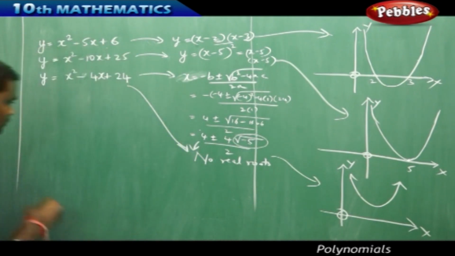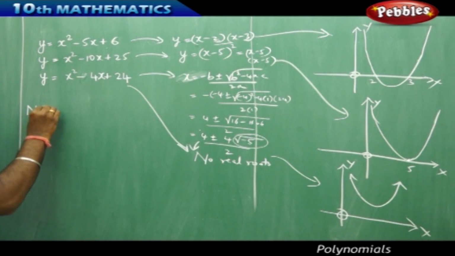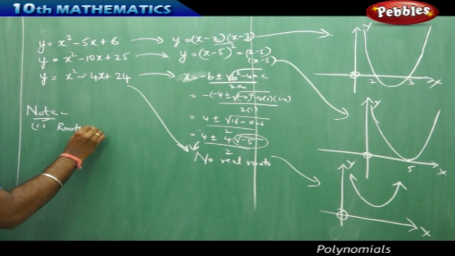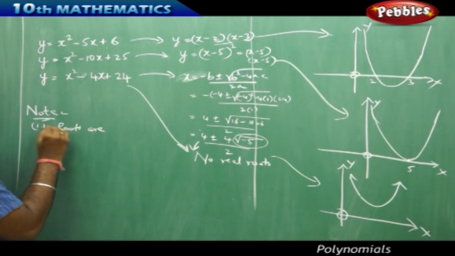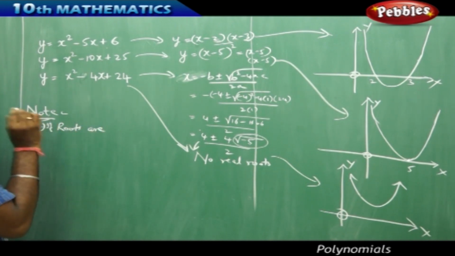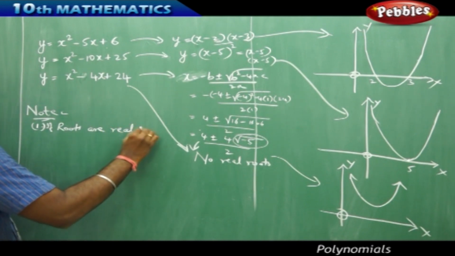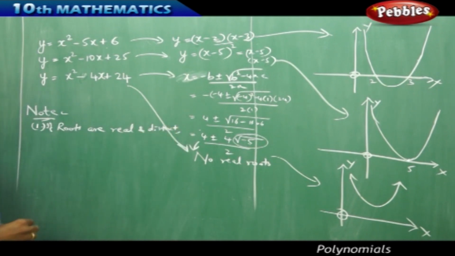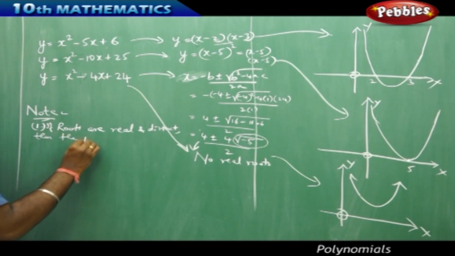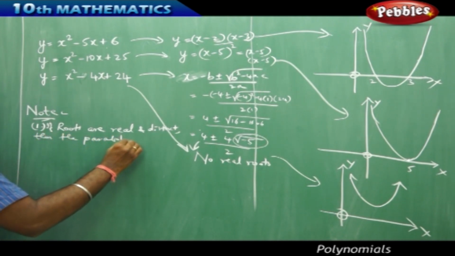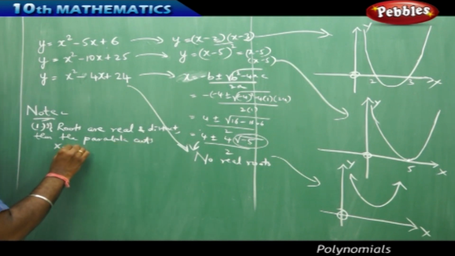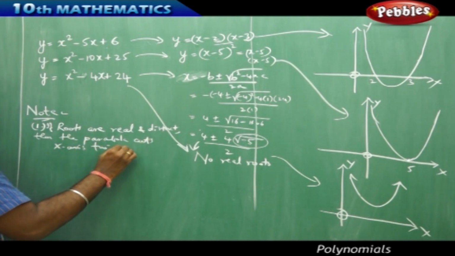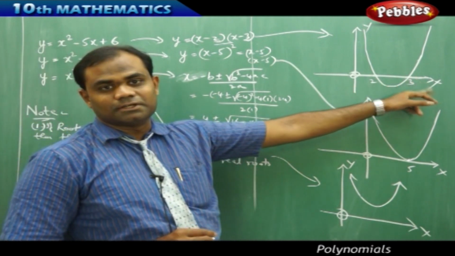So note, I conclude here with the first note that if roots are real and distinct, then I get the case where the parabola cuts the x-axis twice, as we can see in the case here.